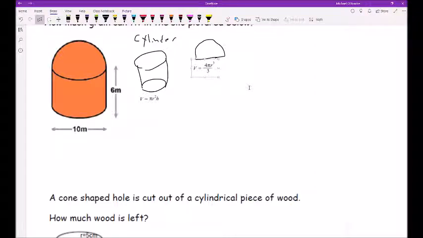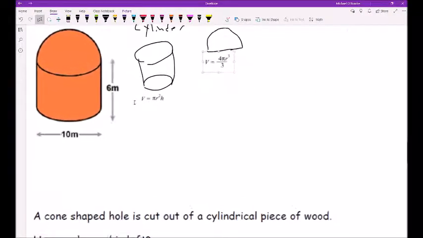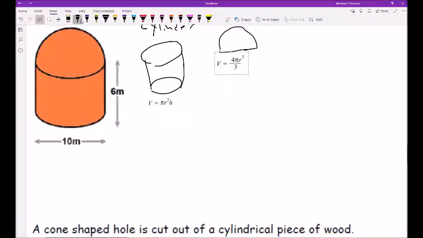Okay? So let's look at the cylinder here first. What is our height for this? What's our h equal to? h is equal to 6. And what's my radius equal to? Radius equal to 5. Good. So my formula there is going to be pi times 5 squared times 6.